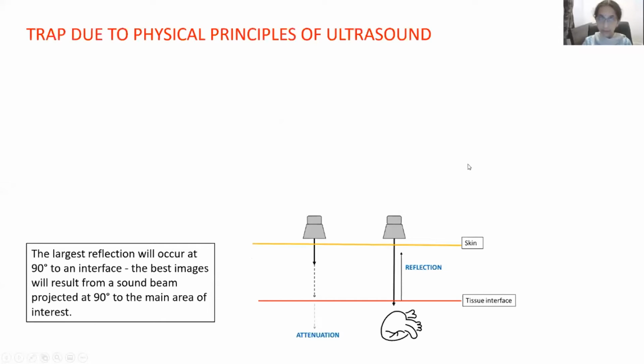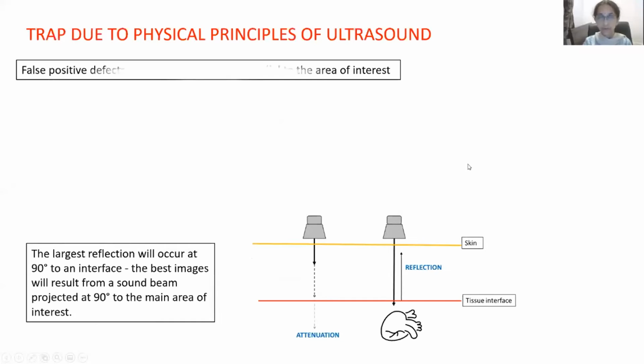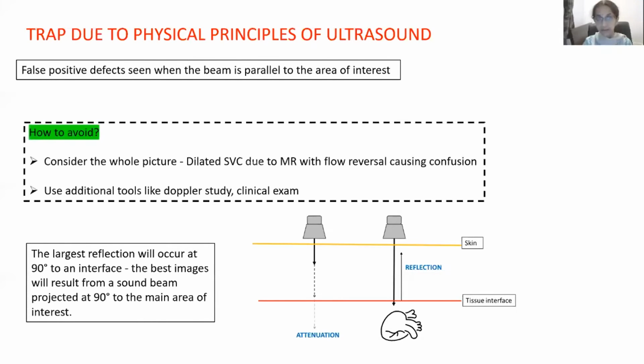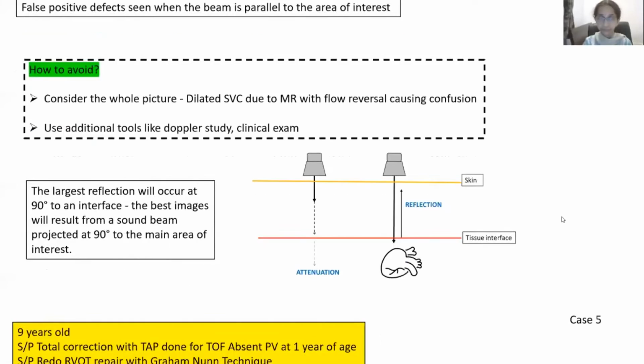So this brings back the basic understanding of the principles of ultrasound, where a false positive defect can be seen when the beam of light is parallel to the area of interest. So this is a trap due to the physical principles of ultrasound, and it's important to consider the whole picture. In this child, probably the dilated SVC related to mitral regurgitation caused the flow reversal and the confusion. So it's important to use additional tools whenever possible, like clinical examination, Doppler study, etc.